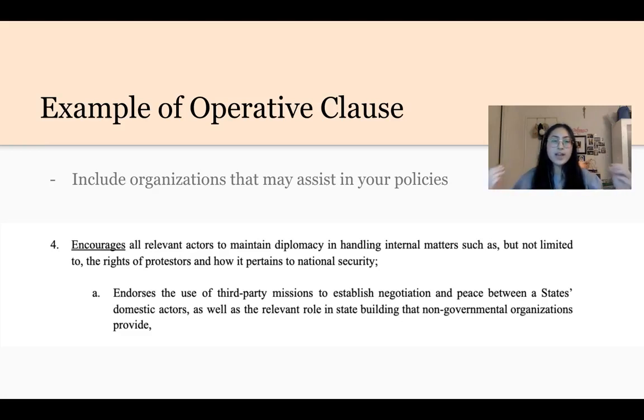And like that, you have pretty much just written a working paper. I was confusing the terminology, but yes, you have written a working paper, and so forth. You will be given time to edit all of that and later submit it to your chairs and the dais, and then hopefully it will get passed as a resolution.